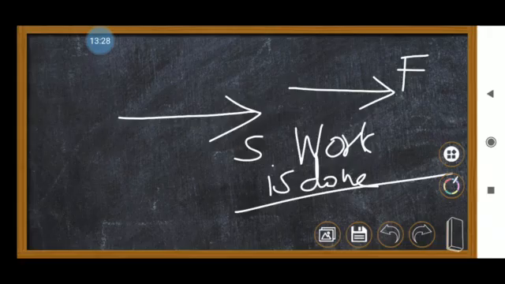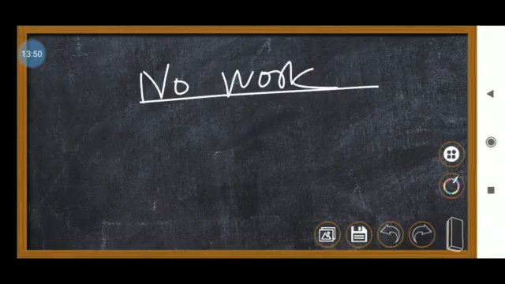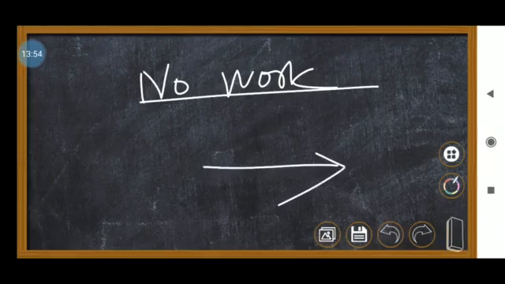The next one: food grains are getting dried in the sun. We cannot predict where the force or the displacement is, as they didn't mention it, so no work is done. The next case is a sailboat moving due to wind energy. Due to wind energy the boat moves in this direction, with force and displacement in the same direction, so work is done for the last one.